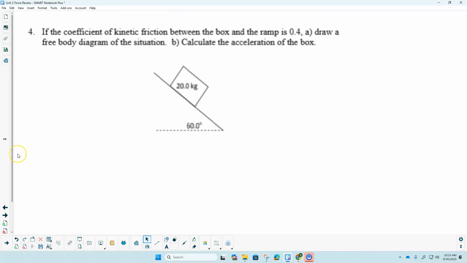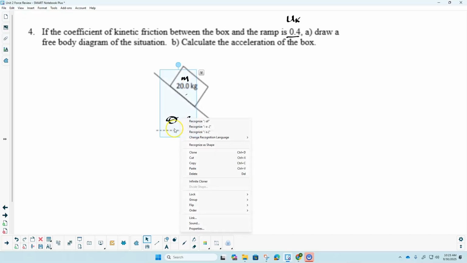Number 4 is our ramp, or object on an incline, problem. It says the coefficient of kinetic friction, μk, is 0.4. It tells us the mass of the block and the angle theta in the diagram. So we're going to calculate the acceleration, but first we're going to draw a free body diagram.